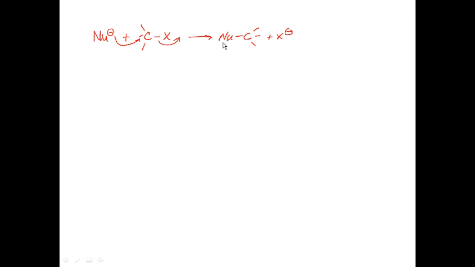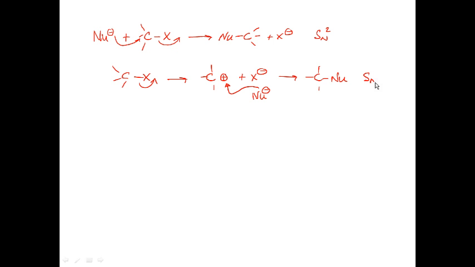group becomes an anion. Or we can, and this would be our SN2 mechanism, or we can have the carbon-halogen bond break, form then a carbocation, and then have the nucleophile come in and add to the carbocation to then give us the final substitution product. And this, of course, would be an SN1 mechanism.